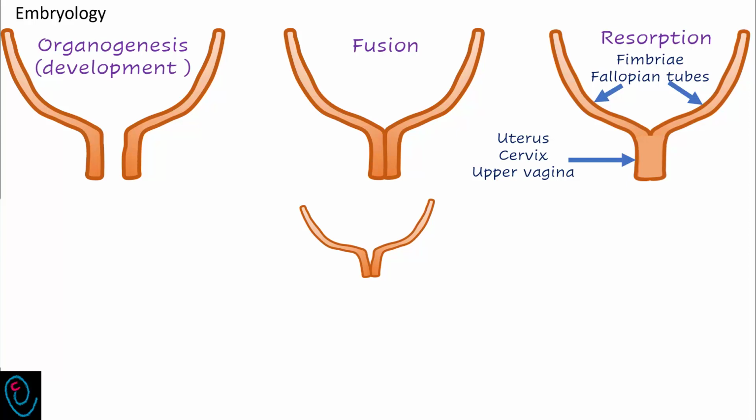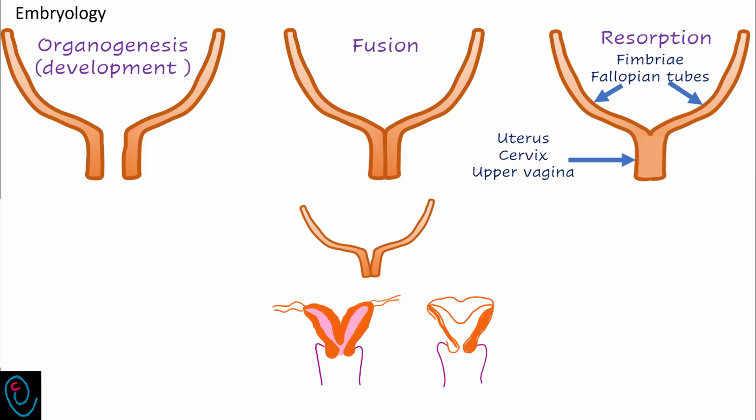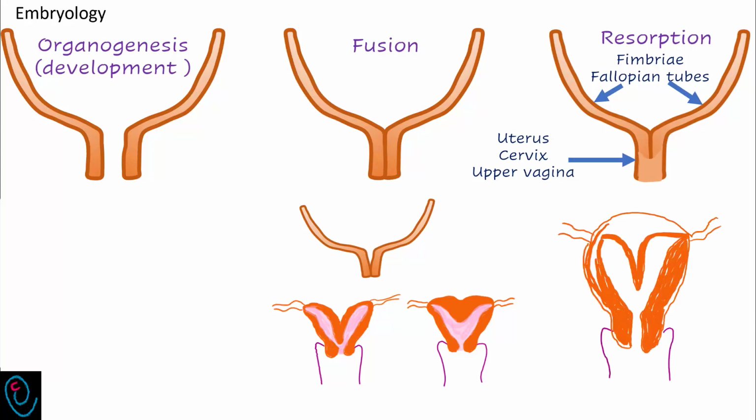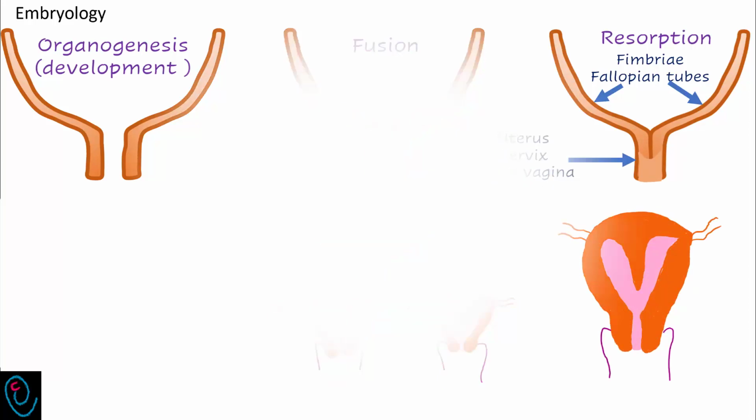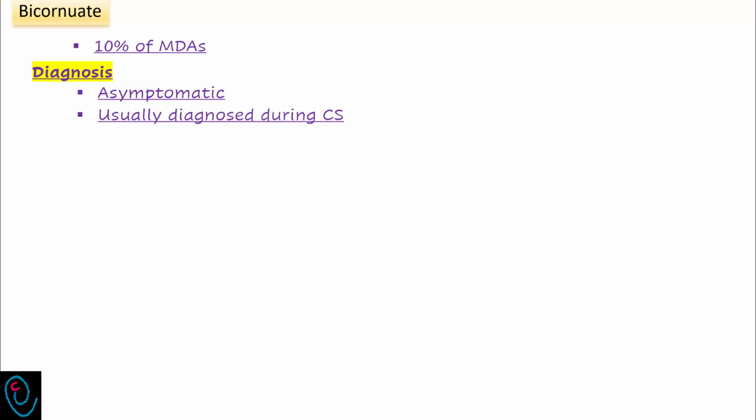Partial failure in fusion results in bicornuate uterus, which may be complete or incomplete, while failure of resorption will result in a septate uterus. Bicornuate uterus accounts for about 10% of Mullerian duct anomalies. The condition usually remains undiagnosed until cesarean delivery or other procedures reveal its existence.